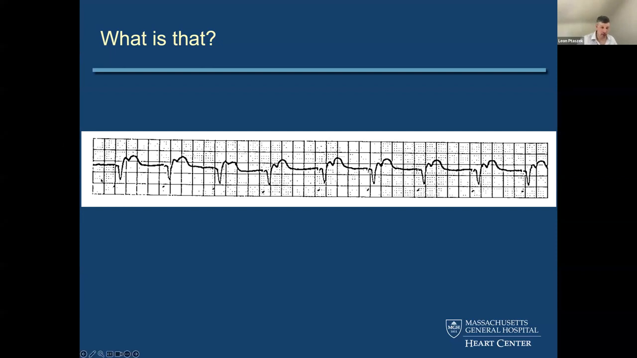But that's exactly right. This is ventricular pacing with very consistent retrograde atrial conduction, in which you see a negative P wave because the P wave is conducting away from the location in which this signal is being sensed.